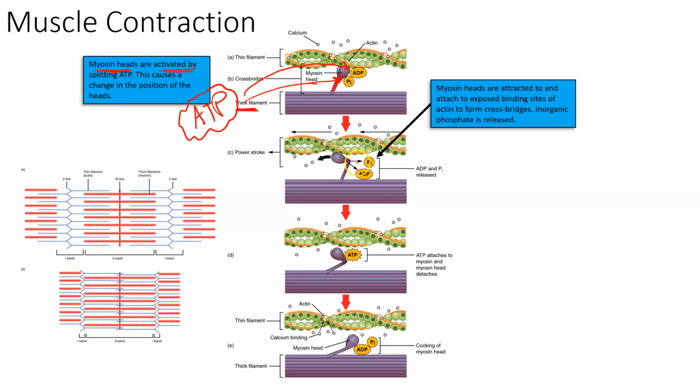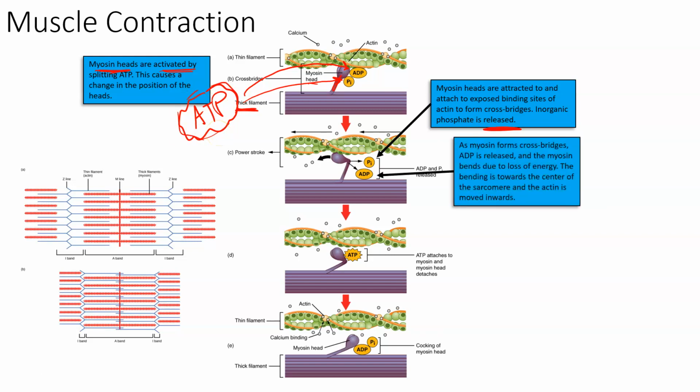And if it's bound to the actin, it no longer can bind to the inorganic phosphate and ADP. So this inorganic phosphate and ADP is released, okay? It is releasing those two products from this initial ATP being broken down. As the myosin forms the cross bridge, okay, which is the bridge between the myosin and the actin, they're actually physically linked now. The myosin bends due to the loss of energy, and the reason it lost energy is because it lost the ADP and the inorganic phosphate, which still has some energy in it. I mean, ADP is a low energy molecule, but it still contains energy.